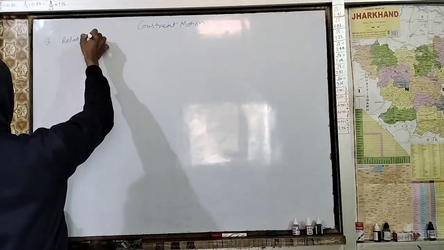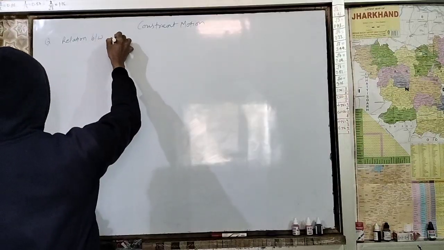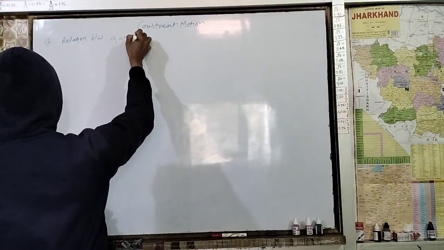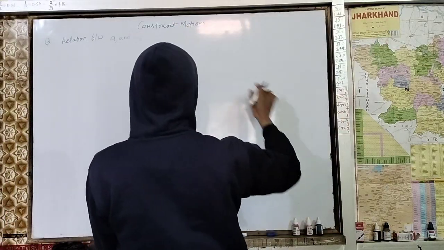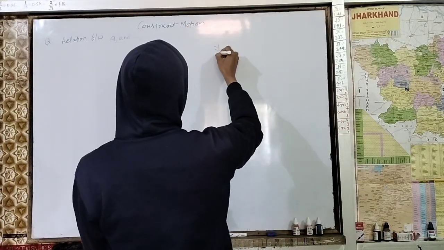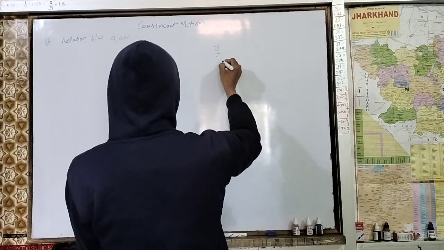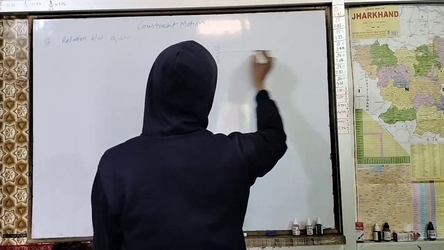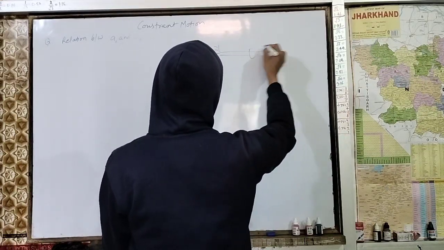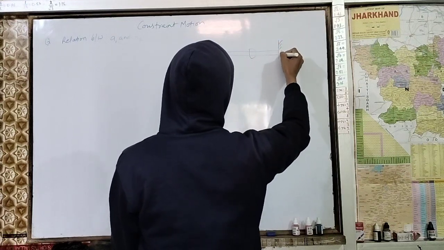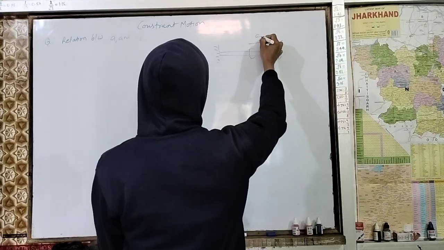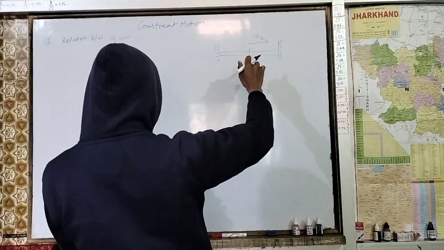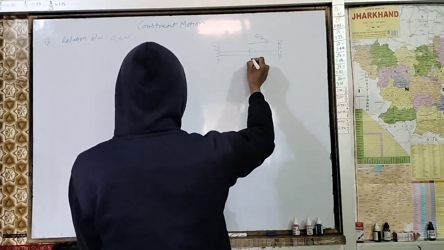Relation between A1 and A2, where the figure looks like this. This rod is attached with the wall. A2 is over here. This is our isolation, okay, A is isolation in this case.